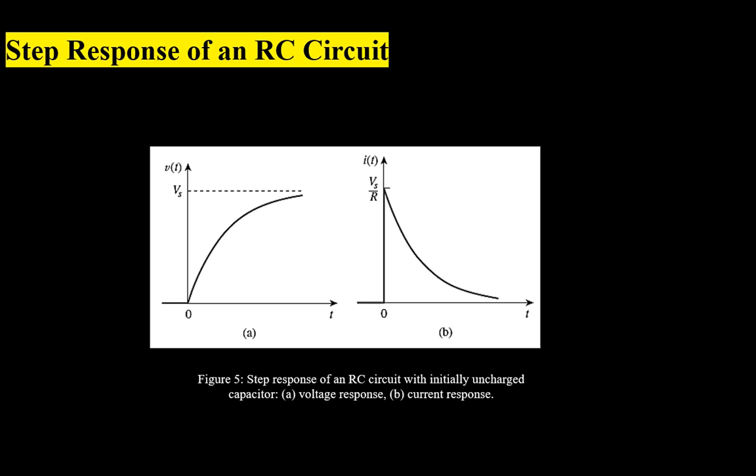Now figure 5 represents step response of RC circuit, and the capacitor of this RC circuit was initially uncharged. Figure A represents voltage response, which starts from 0 and gradually rises to the value of Vs. For current, at time t equals 0 it has value of Vs over R, and this current gradually decays to 0.